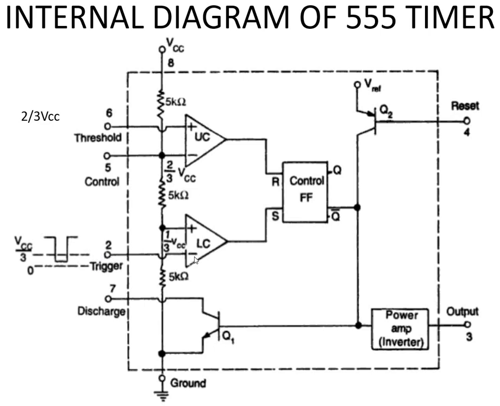So here the voltage at the negative terminal is VCC and the voltage at the plus terminal is 1/3 VCC. So VCC is greater than 1/3 VCC. The output of the lower comparator will be equal to 0.